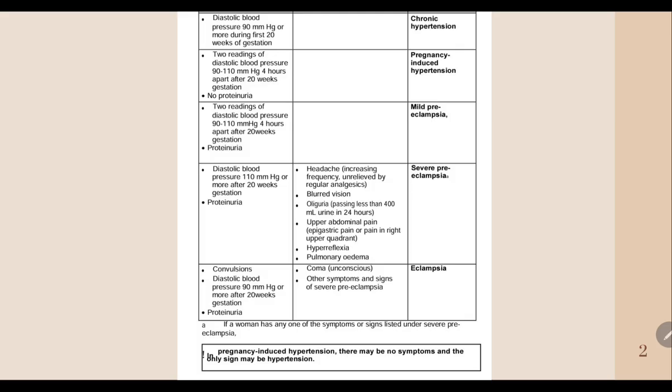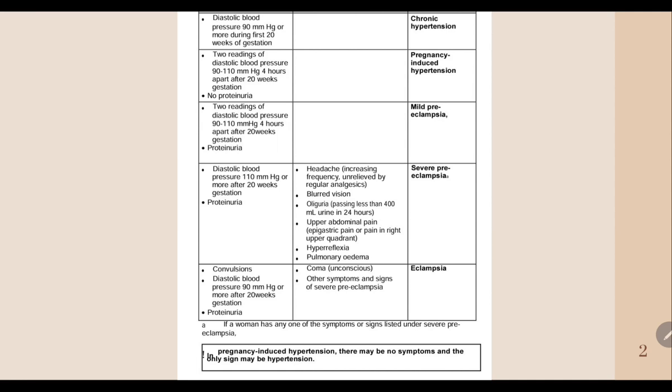So the next thing is how the classification is done. Basically we have a table. This is a very important table. You need to know about this. So we will just go through it. That is, diastolic blood pressure 90 mmHg or more during the first 20 weeks of gestation, it is chronic hypertension.